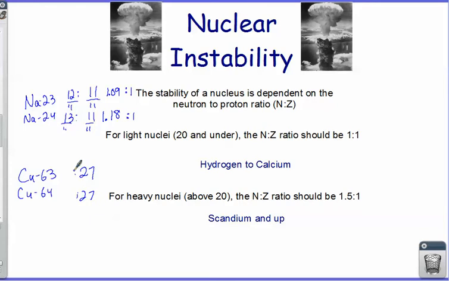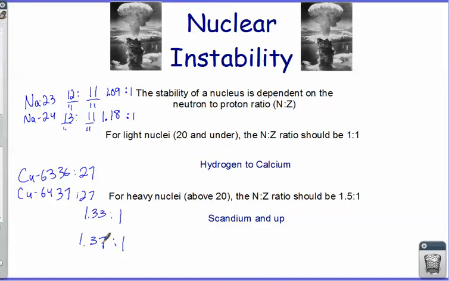Copper 63, we would take 63 minus 27, which gives us 36, and then this one would be 37. So we're going to do exactly the same thing. We're going to divide all the numbers by 27, so we'll have 1 and 1 for our number of protons. So 36 divided by 27 gives us 1.33, and 37 divided by 27 gives us 1.37. So in this case, copper 64 would be the more stable isotope because it's closer to 1.5.